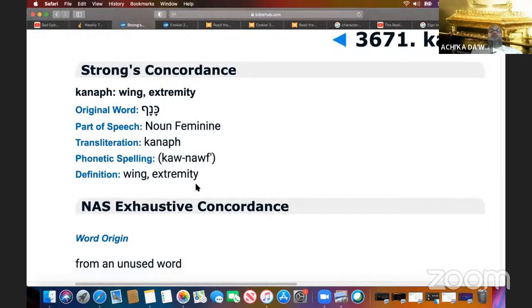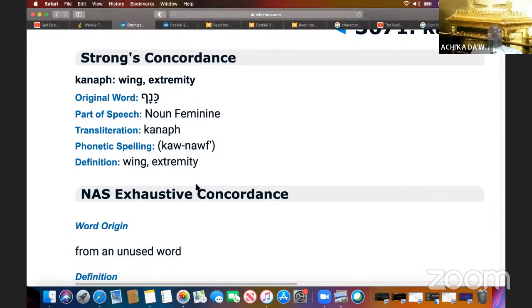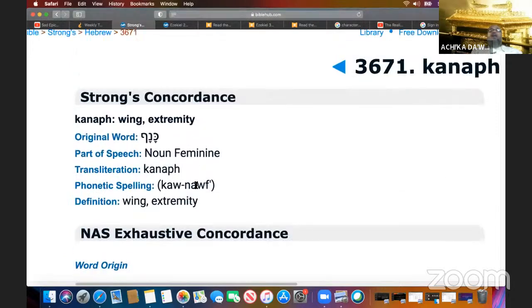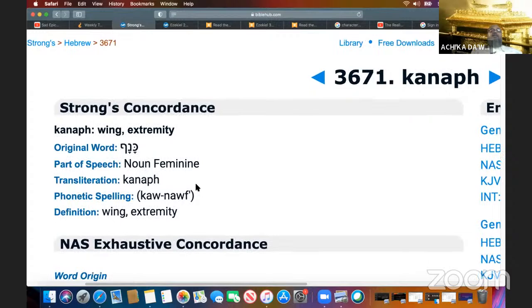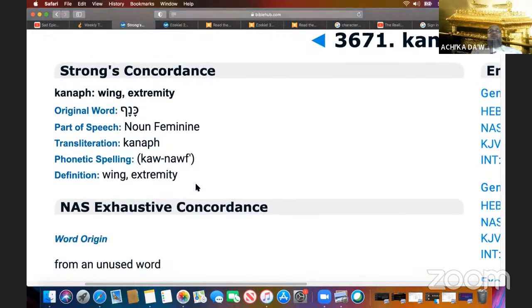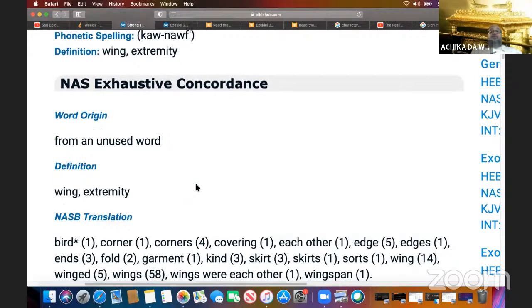Kanaf. Why is it feminine? Because the wing is considered a feminine noun. So you're going to have words that look like it's supposed to go one way, and Yah just changes the masculine and feminine.